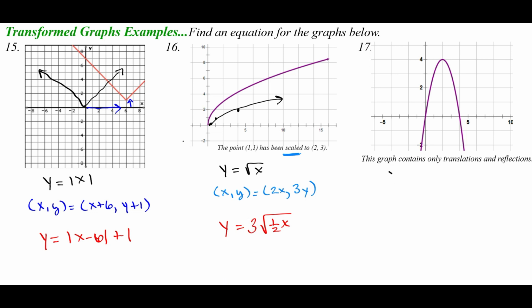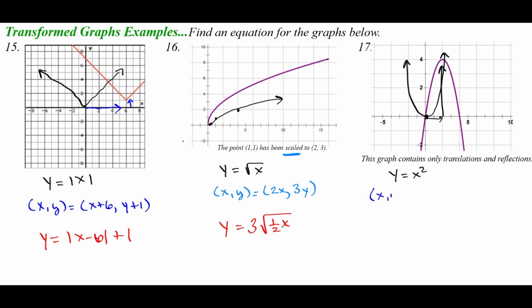Finally, the last one, we can see that this is a parabola, so we know that we're starting with y equals x squared. This tells us the graph contains only a translation and a reflection, so there's no scale changes involved here. So if we can remember that normally my parabola would look like this. So it's been flipped over the x-axis, so we have a vertical flip. And also my vertex has been moved to the right and up.